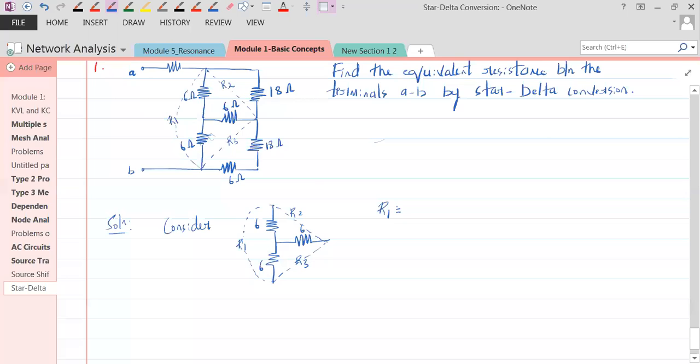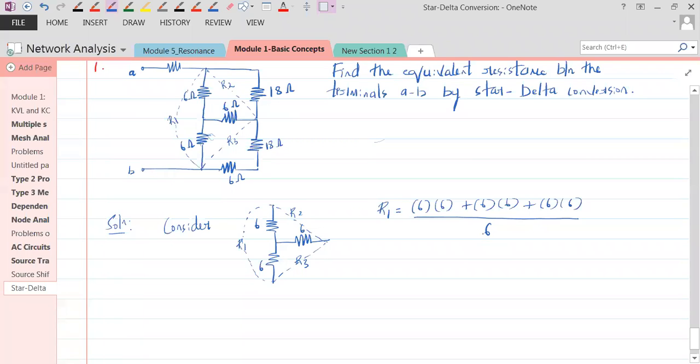I don't know which is RA, RB, RC here, but I know the resistance values. So it is RA into RB plus RB into RC plus RC into RA. I don't know which is RA and RB and RC. I just pick the resistor pairs, take their product, and add all those products. And in the denominator, what will you have? You will have 6 again.